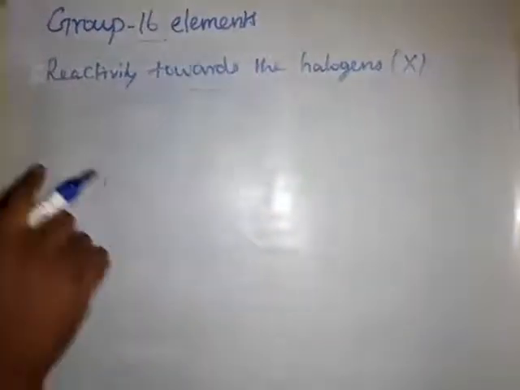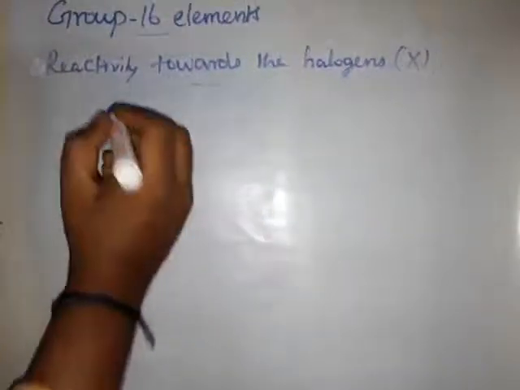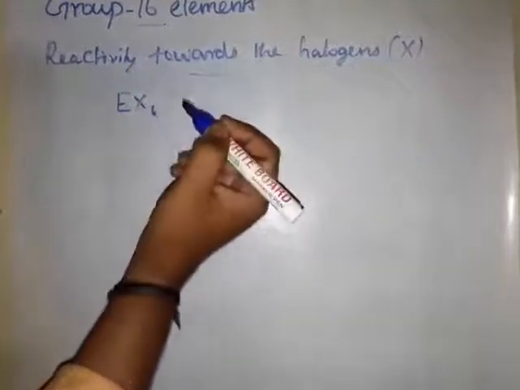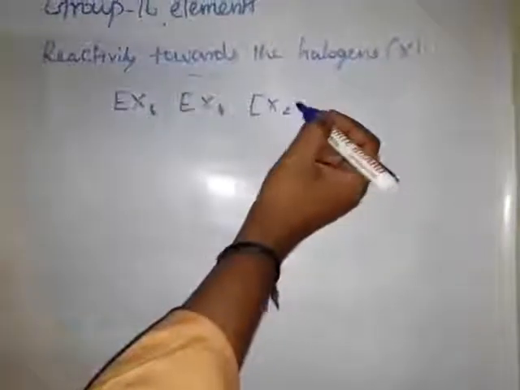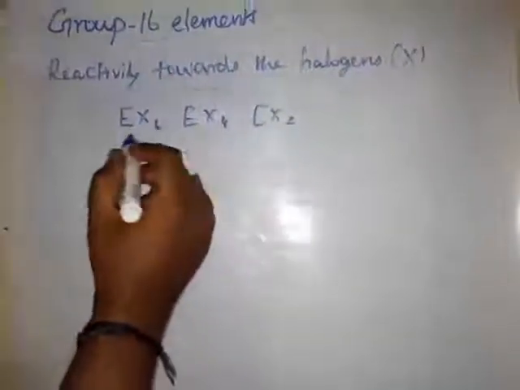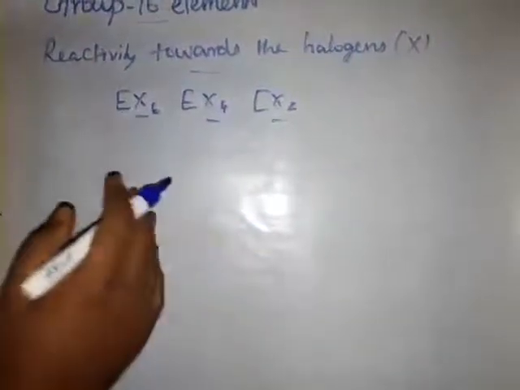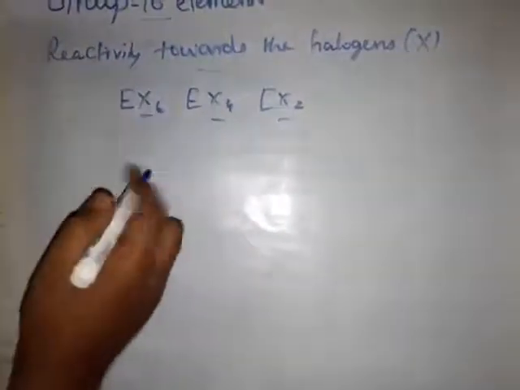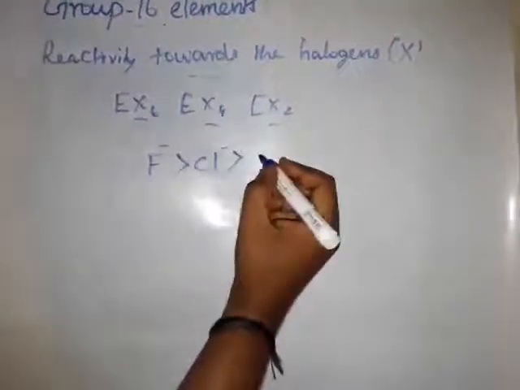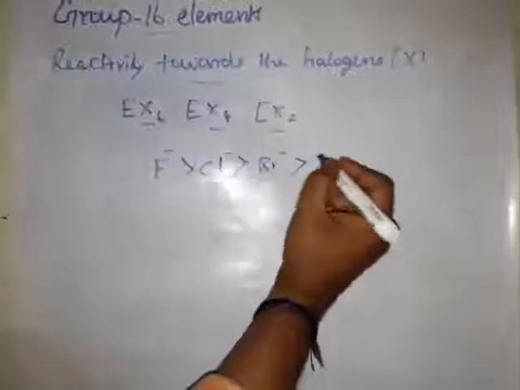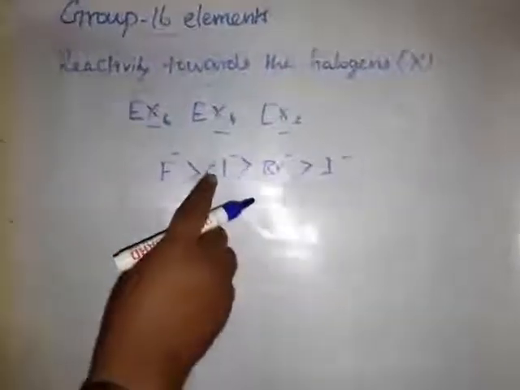Reactivity towards the halogens: the group 16 elements form halides of the types EX6, EX4 and EX2. Here X is a halogen, like fluorine, chlorine, bromine or iodine. The stability of the halides decreases in the order fluoride, chloride, bromide, iodide.